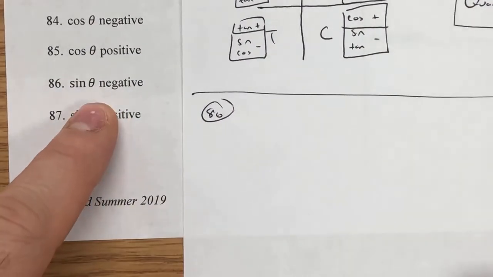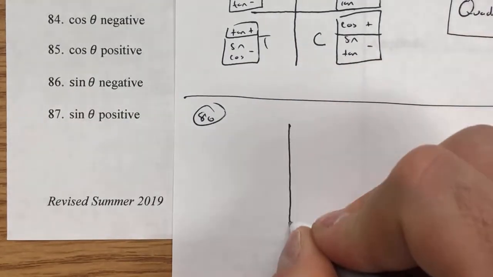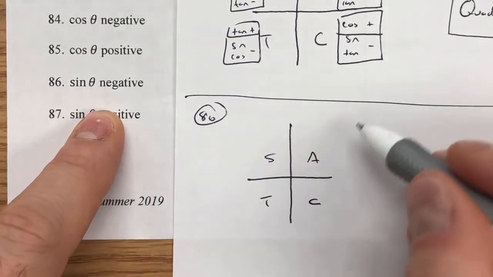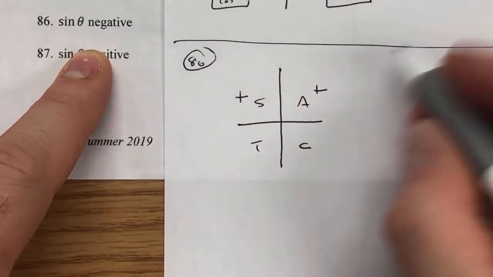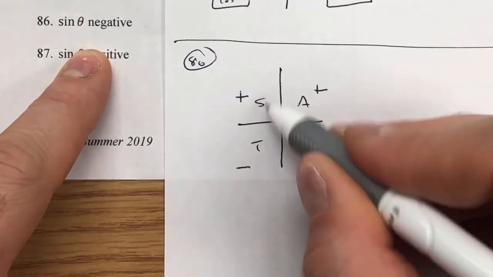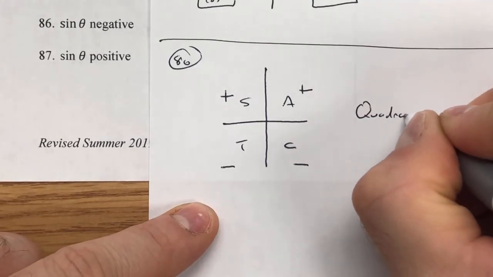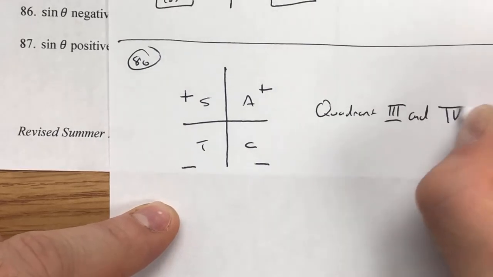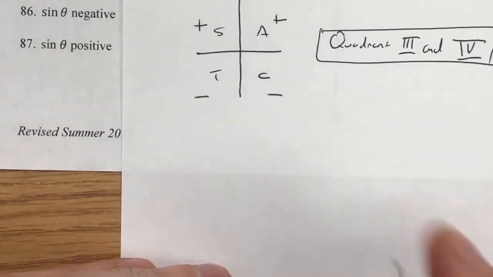When is the sine negative? In this case, we're just going to go immediately to the device that we know. We know All Students Take Calculus. When is sine negative? Well, I know sine is positive here and here, which means it's going to be negative on these two bottom quadrants. So 1, 2, quadrant 3, and quadrant 4. Boom. That was 86.